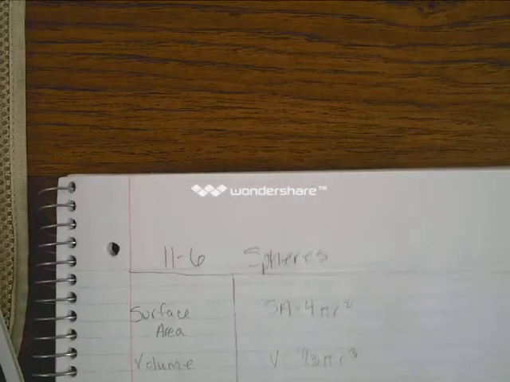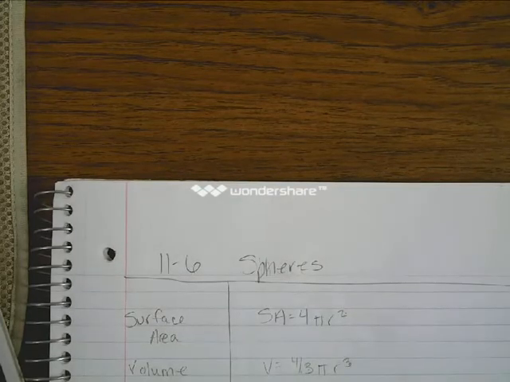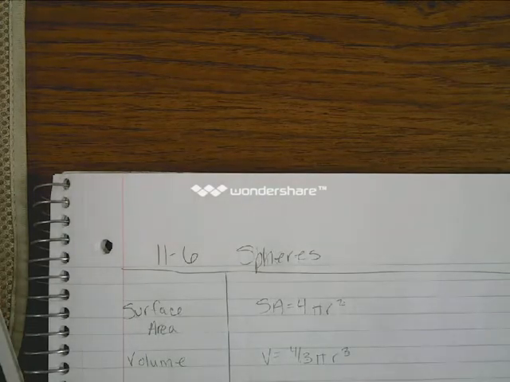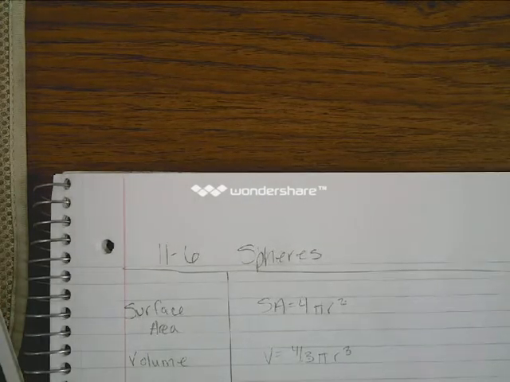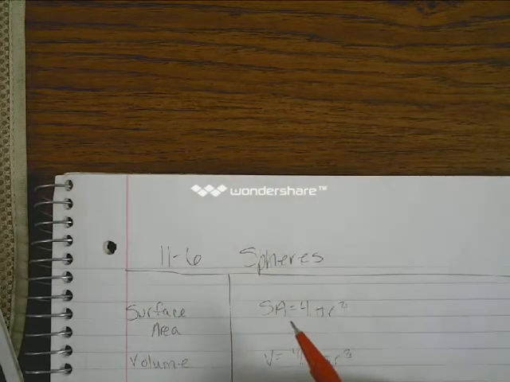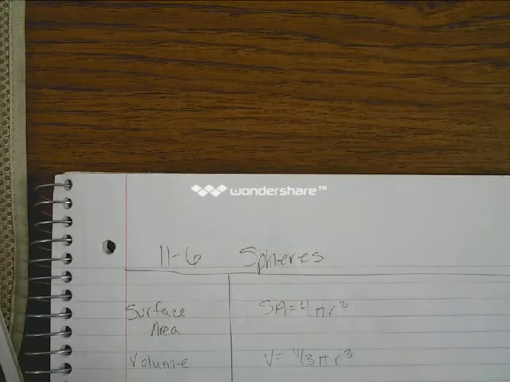Okay, this is 11-6 spheres. We've done surface area and volume of pyramids and prisms, and now we're moving on to spheres. Spheres have their own set of formulas. Spheres are pretty easy. This is probably going to be the easiest section you've done in this chapter, or in this unit. There is no lateral area for a sphere. By the way, a sphere is a ball, in case anybody didn't know that. It's the shape of a ball.